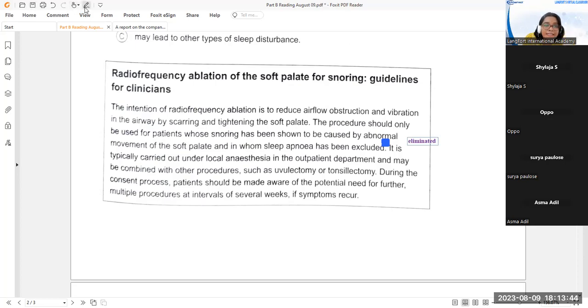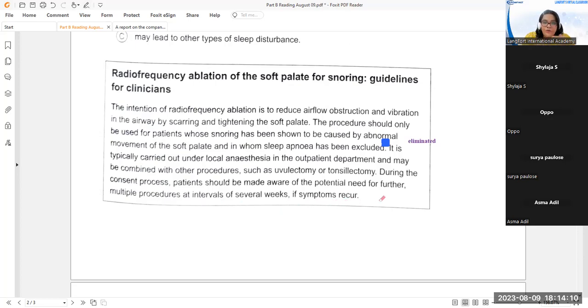Okay, next till the end, Anu. Two sentences till the end. It is typically carried out under local anesthesia in the outpatient department and may be combined with other procedures such as uvulotomy and tonsillectomy. During the consent process, the patient should be made aware of the potential need for further multiple procedures at intervals of several weeks if symptoms recur.